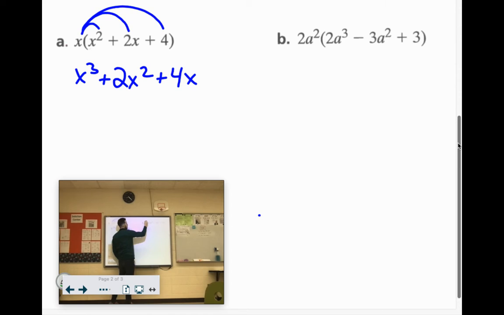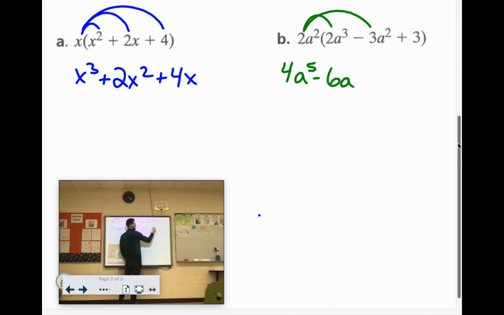Over here, 2 times 2 is 4. A to the 2nd times a to the 3rd is a to the 5th. 2 times negative 3 is negative 6. A squared times a squared would be a to the 4th. 2 times 3 is 6. We're not getting any more a's, so it would be a squared.